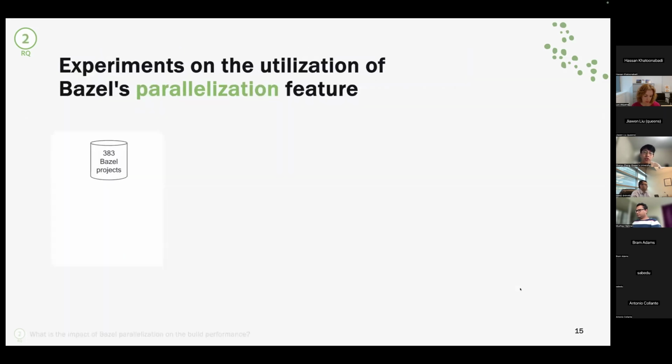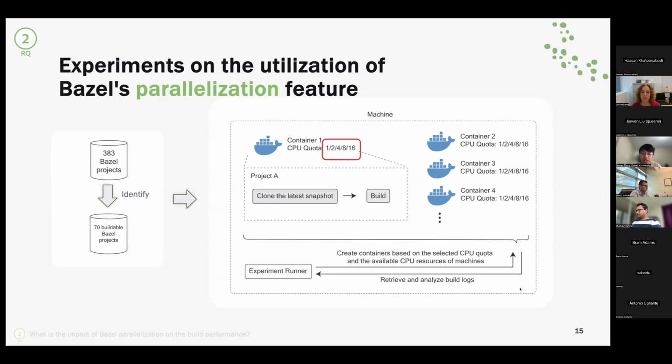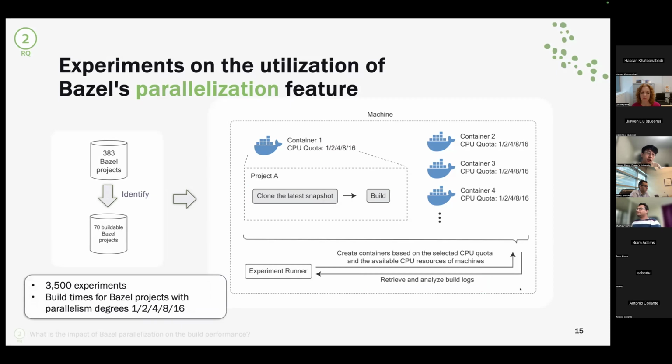In RQ2, we perform experiments to understand the utilization of Bazel's parallelization feature. From the previously collected Bazel projects, we identified 70 buildable Bazel projects. Then we perform experiments for each project. We clone the latest snapshot and build them within a Docker container using different CPU quotas to get the build duration at different parallelism degrees. After the experiments finished, we retrieve and analyze the build logs to get the build times. In total, we performed 3,500 experiments, and we collected build times for Bazel projects with parallelism degrees 1, 2, 4, 8, and 16.